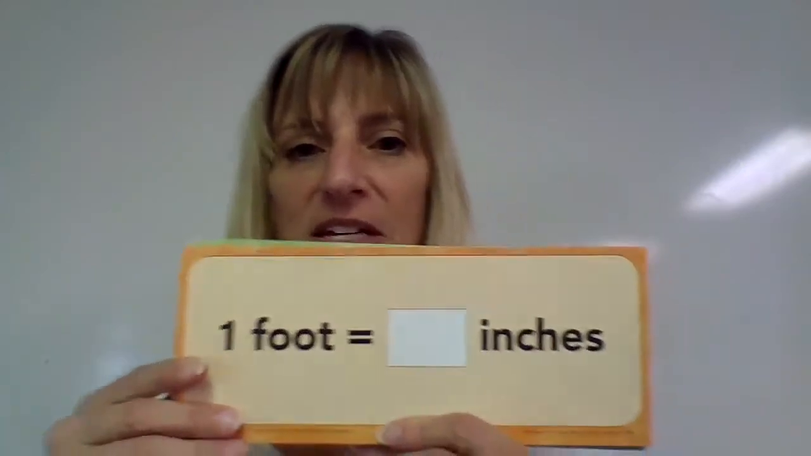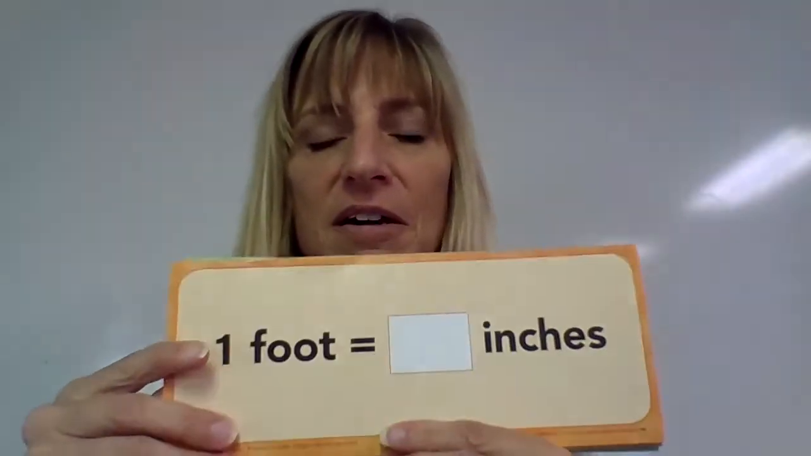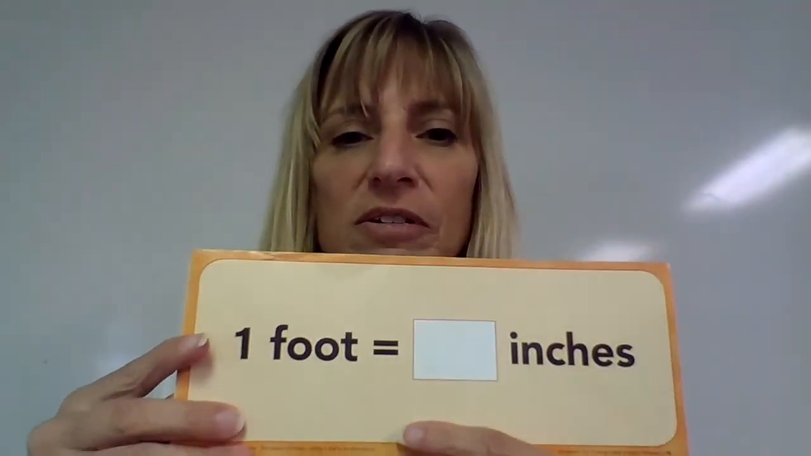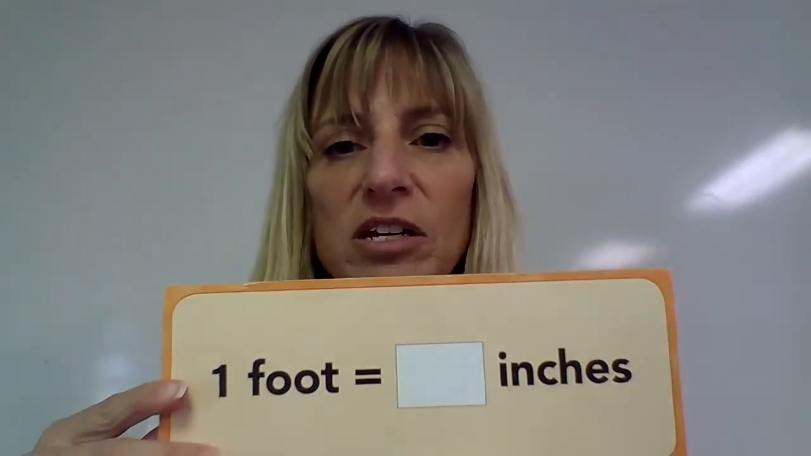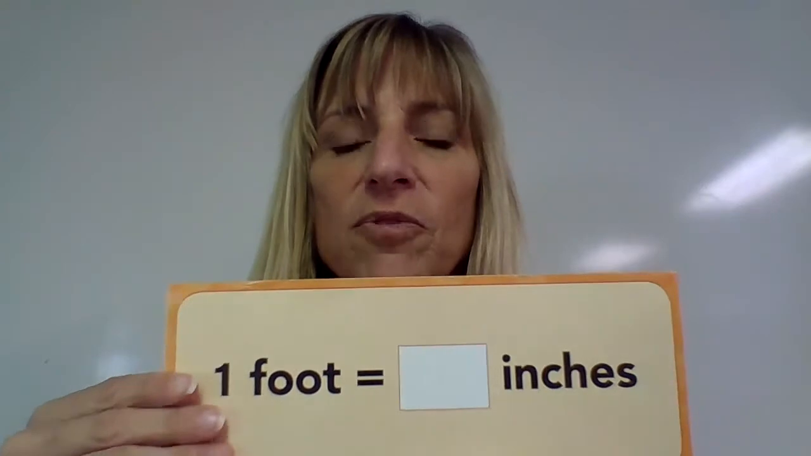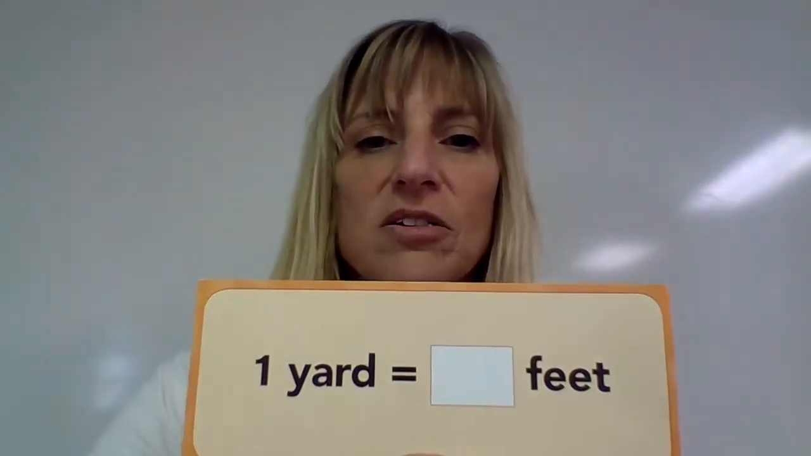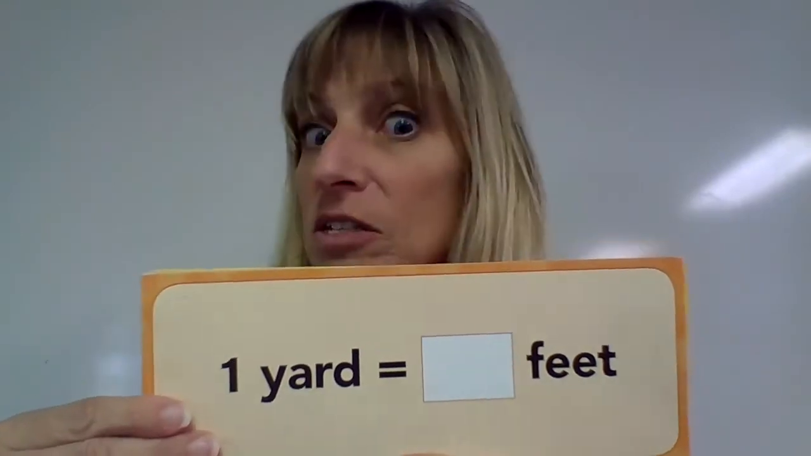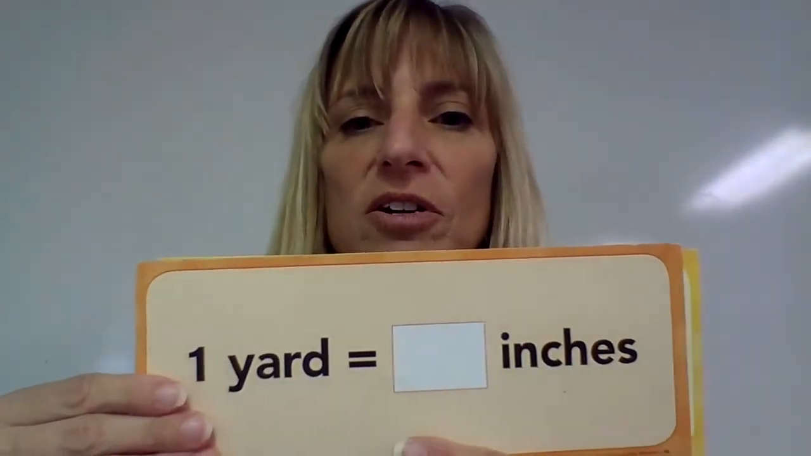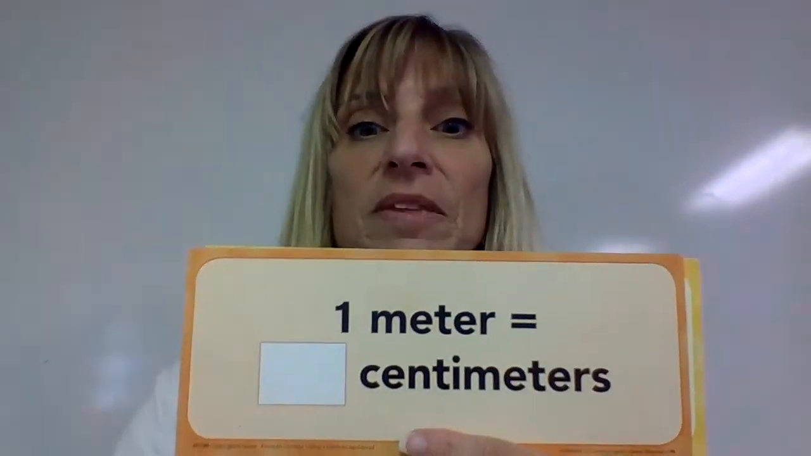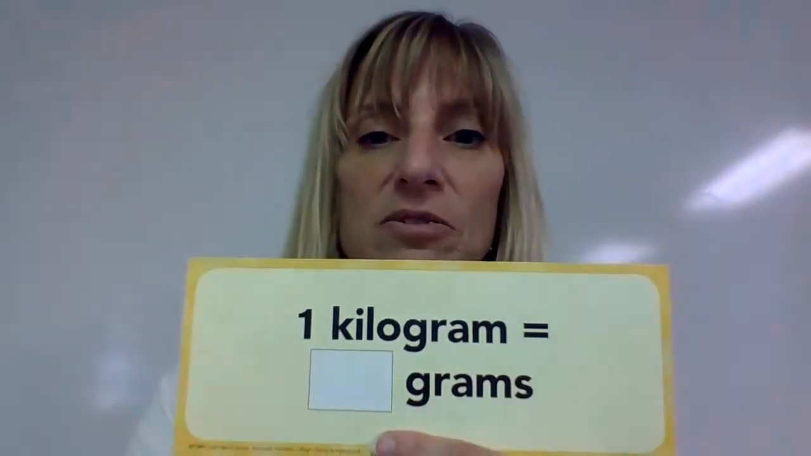I got my cards again. Hopefully, they're not upside down. Okay, go ahead and look at the cards, and I want you to shout out the answers, okay? 1 foot is 12 inches. 1 yard is 3 feet. 1 yard is 36 inches. 1 meter is 100 centimeters.